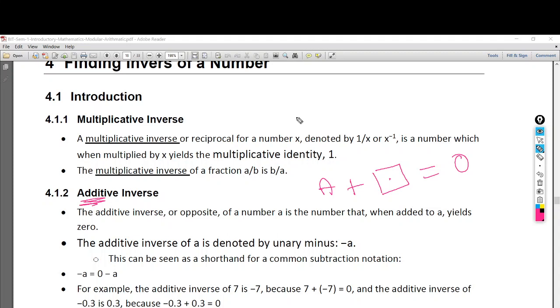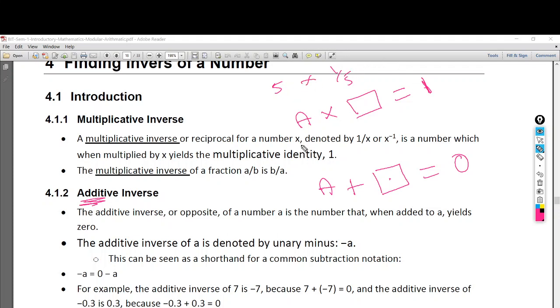How to define the multiplicative inverse? If you have a number and you multiply by a number, and you get the multiplicative identity which is 1, then that is the multiplicative inverse. So for example, if it is 5, the multiplicative inverse is 1 upon 5, because when you multiply 5 by 1 by 5, you get 1.